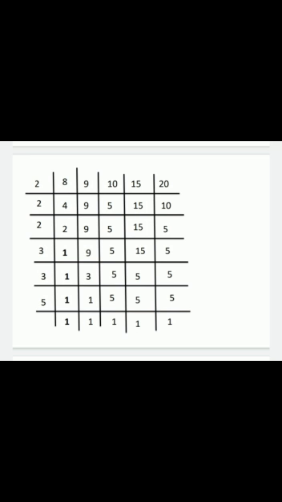Again 3 is divisible by 3 and 5 is not divisible by 3. So you write 3 1s are 3 and you will write 5, 5 as it is. Now this 5 is divisible by 5. So you will write 5 1s are 5, 5 1s are 5, 5 1s are 5.